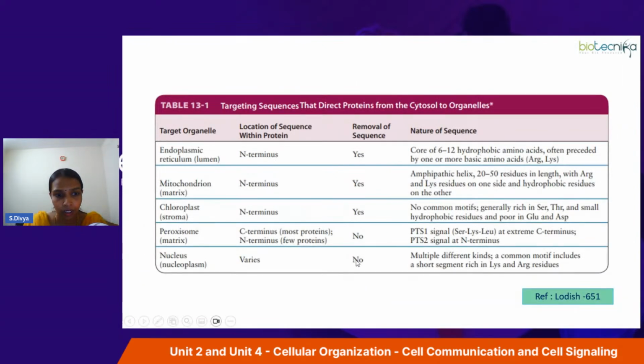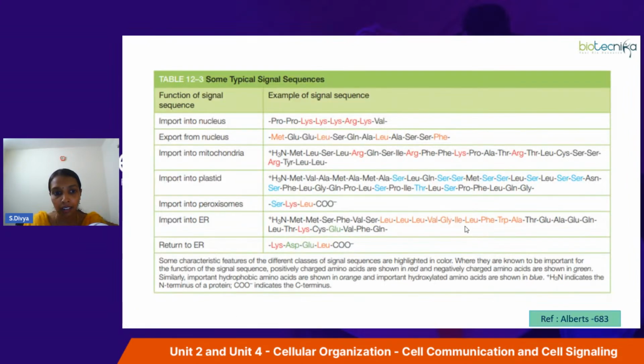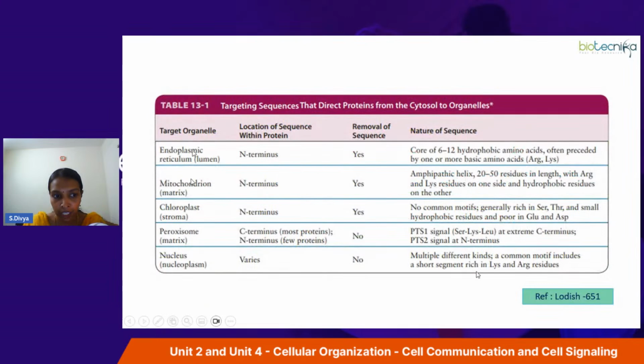Now, this table from Lodish will definitely help you in remembering the things. Please go through it. Important from the examination point of view. Then this is based upon the sequences, which I took from Alberts. Here you have ER, mitochondria, chloroplast, peroxisome, nucleus. Whether the N-terminus signal sequence is removed or not is also clearly mentioned. Kindly go through this table, very important.